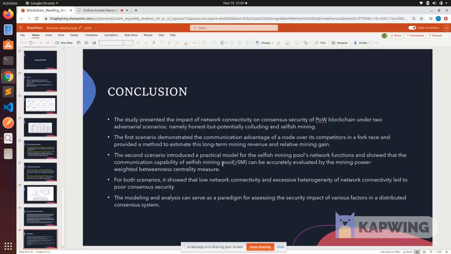And if you observe, for both scenarios, it showed that low network connectivity and excessive heterogeneity of network connectivity can lead to poor consensus security. This modeling and analysis can serve as a paradigm for assessing the security impact of various factors in a distributed consensus system. And thank you. This is about this paradigm.